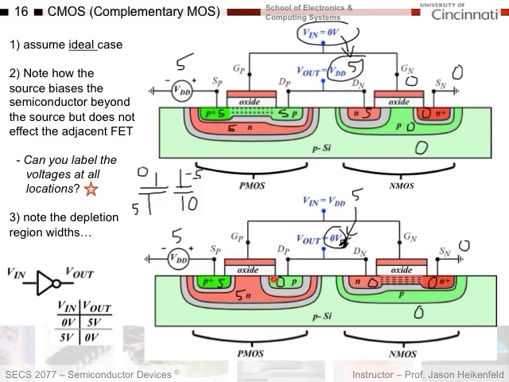Am I concerned about current flow here? Nope. 5 and 0, that's a reverse bias p-n junction. Again, it works beautifully. No power consumption. It's latched into the right logic state, now inverting 5 volts into 0 volts. If you notice in these diagrams, I made the reverse bias depletion regions thicker. Okay, so you can see that there.